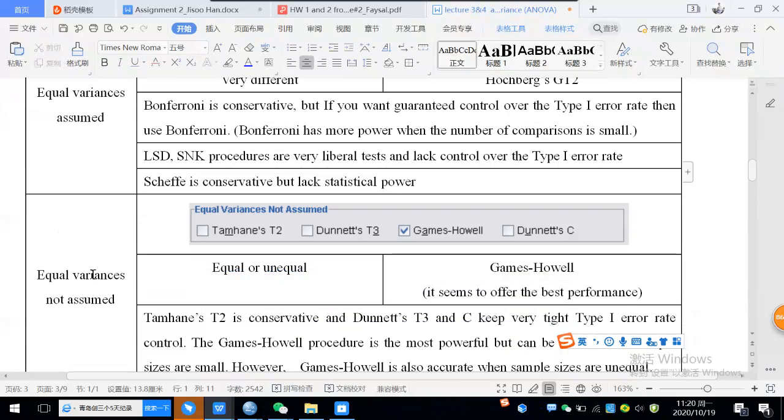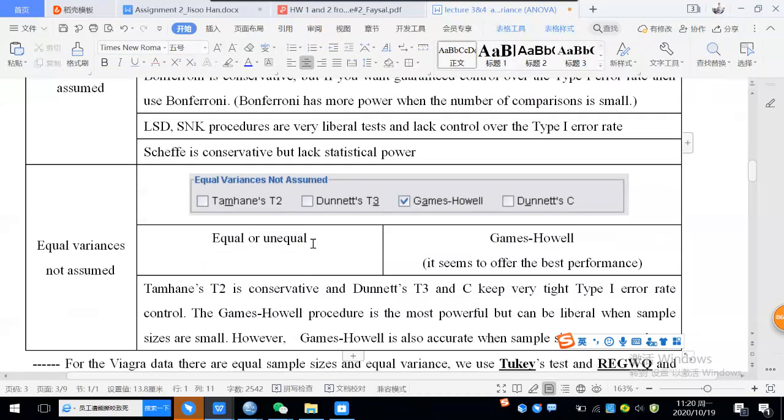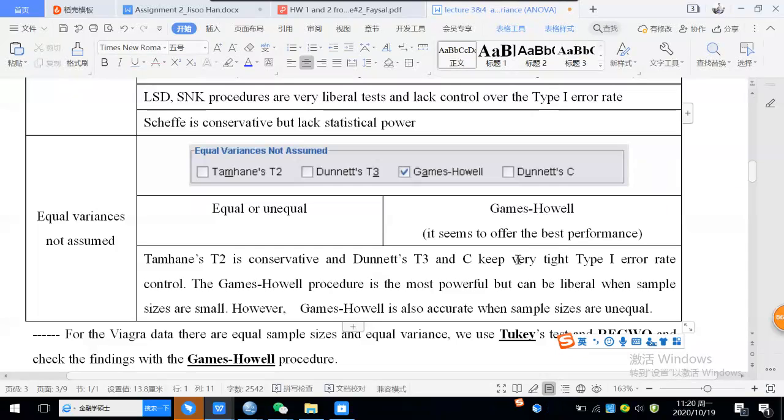Okay, and if equal variances are not assumed, then we will use this. Also here, we would see whether the sample sizes are the same or not. Also here, T2 is conservative, and T3 and Dunnett's C keep a very tight type 1 error rate control. And the GH is the most powerful. Okay, so they have different features.